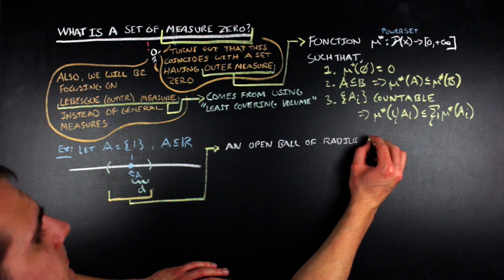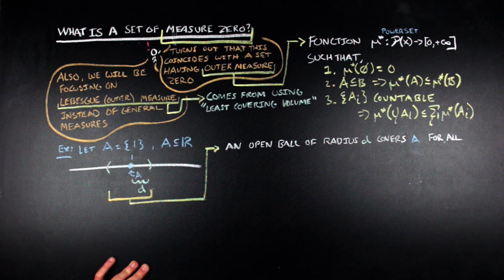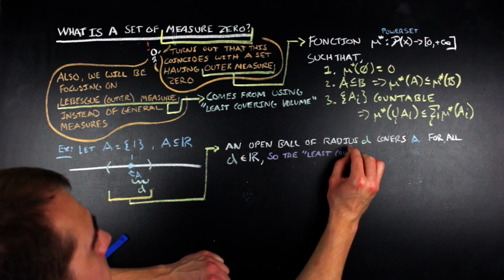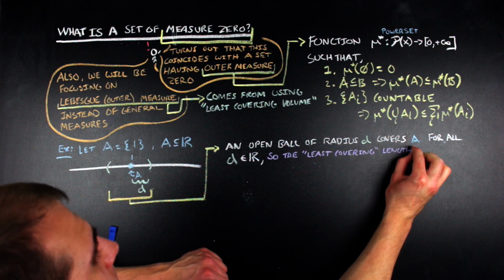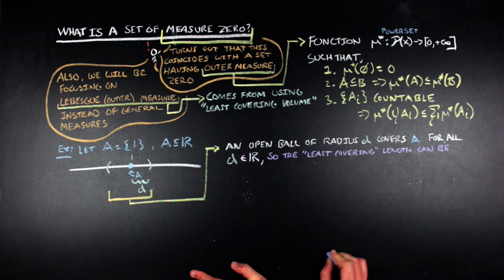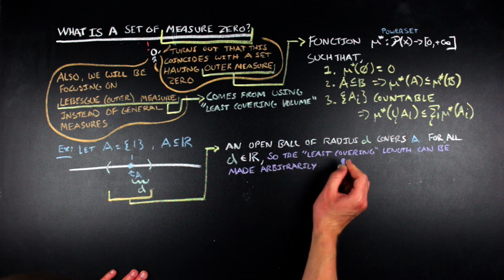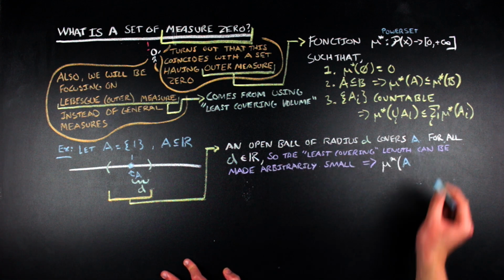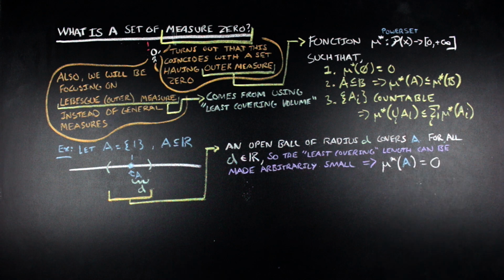Now that ball covers our set of just the element 1. We can actually just contract that ball to be an arbitrarily small length. That lends itself to say that the least covering of this singleton set is just something that is arbitrarily small, which means that the outer measure of the set A is equal to 0.